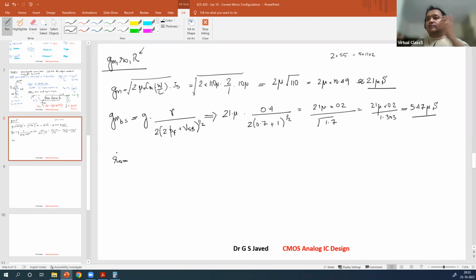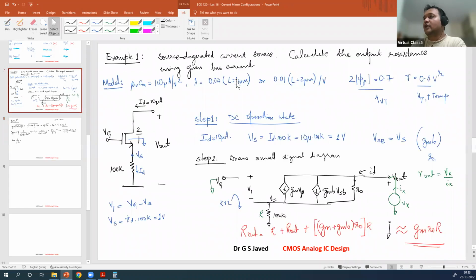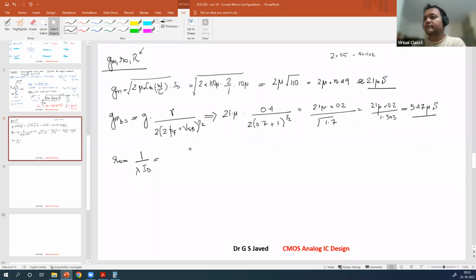So last one will be what is R naught? R naught is 1 over lambda ID. So what is lambda ID? For L equal to 1 micron, 0.004. That would be 0.04 times ID, 10 microampere. What will that be? 1 over 0.4 micro. How much is 1 over 0.4? 4 goes 2.5 times, right? 2.5 micro becomes mega.